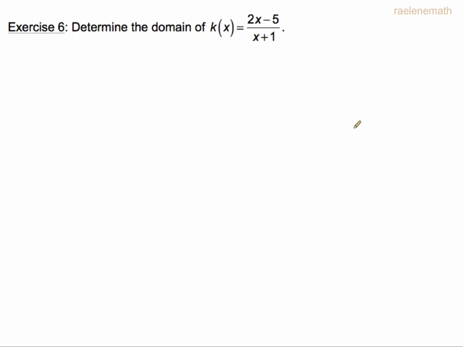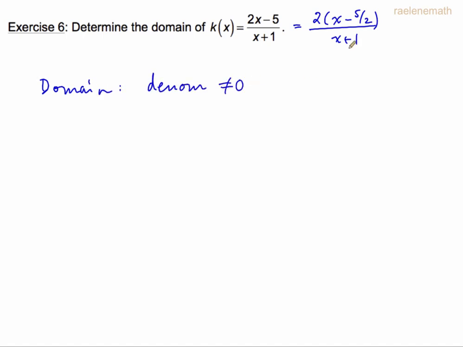Here's another function. k of x is equal to (2x minus 5) over (x plus 1). We don't have a common factor here. We could try. We could factor 2 out of the top, but we would get (x minus 5 over 2), and so there's no common factor with the denominator. So we simply state that denominators can't be 0. Now keep in mind that x is not the denominator. The denominator is the whole expression of x plus 1, and therefore x cannot equal -1. And so we state that the domain is all reals except for -1.